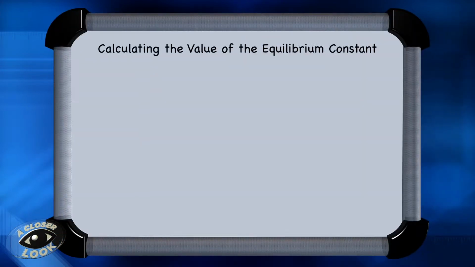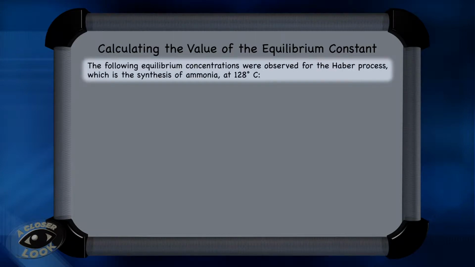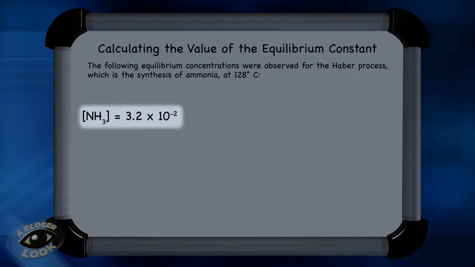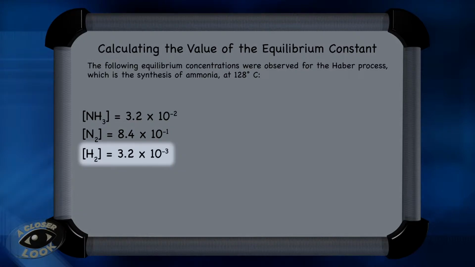This problem asks us to calculate the value of the equilibrium constant. The following equilibrium concentrations were observed for the Haber process, which is the synthesis of ammonia. This reaction took place at 128 degrees Celsius. The equilibrium concentrations of the substances are as follows. For ammonia, 3.2 times 10 to the negative second molar. For nitrogen, 8.4 times 10 to the negative first molar. And for hydrogen, 3.2 times 10 to the negative third molar.